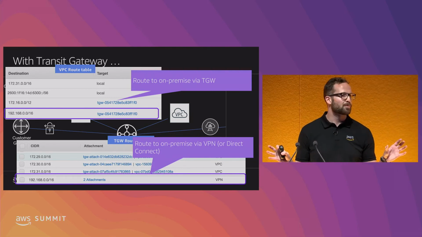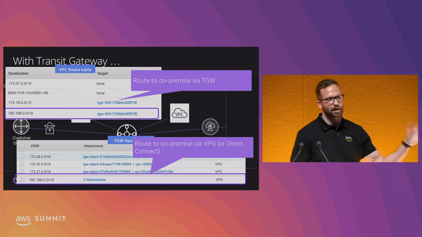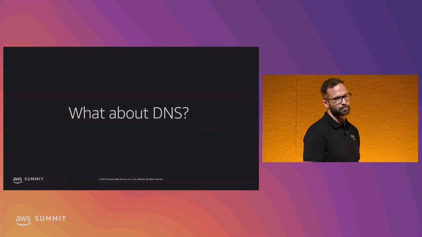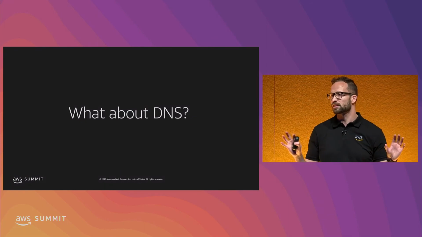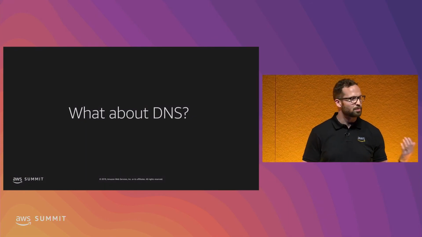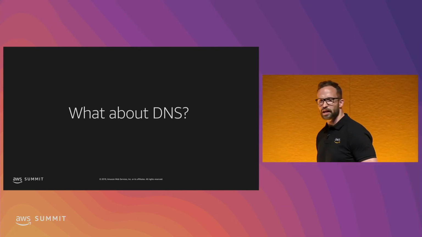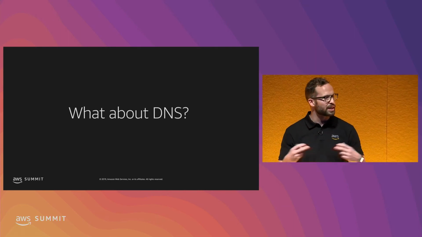So we've created a hybrid environment. We now have an on-premise environment connected to AWS. But what about DNS? Typically, customers would have private domains, private zones deployed on-premise as well as on AWS, and they want to be able to resolve them no matter where they are.